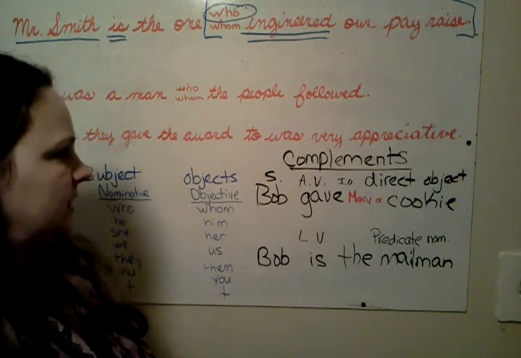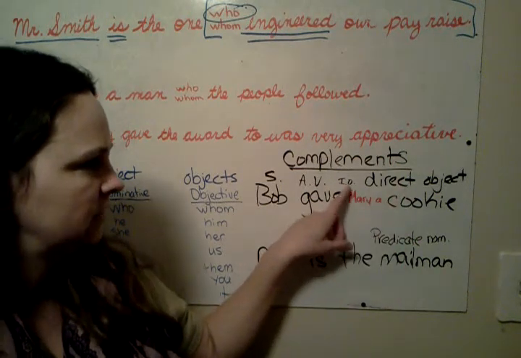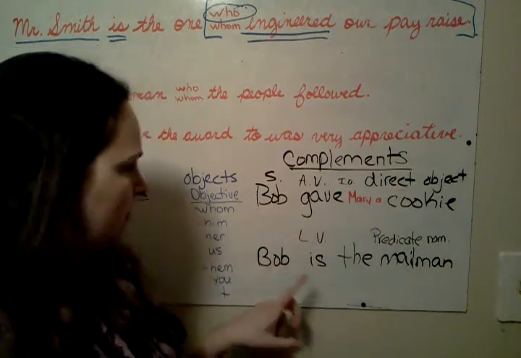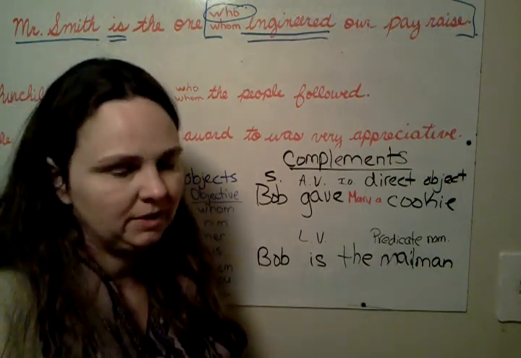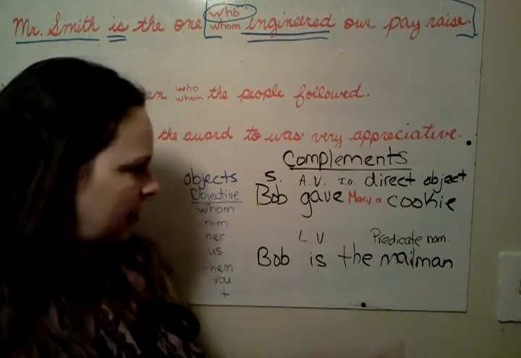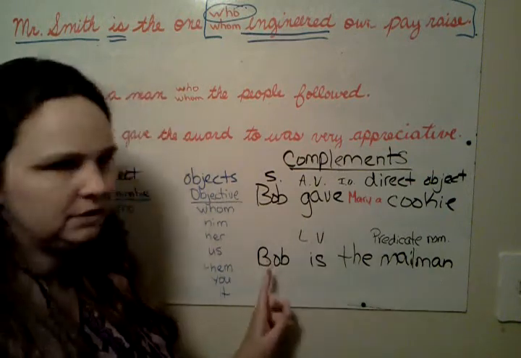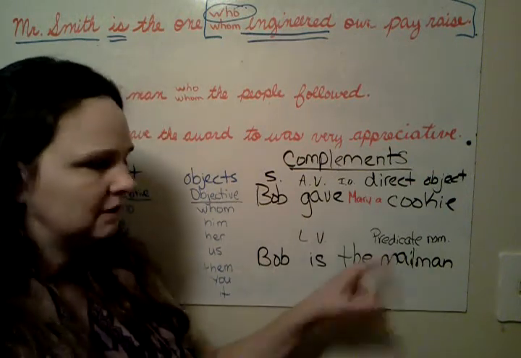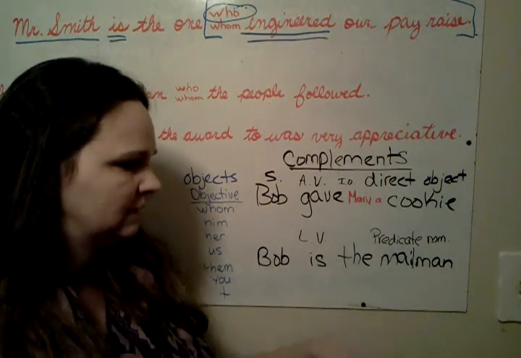So, complements. If you have an action verb, your complements are the indirect object and the direct object. If you have a linking verb, your complement is called a predicate nominative. This makes sense because nominative means name. And what the predicate nominative does is it renames your subject. And it's in the predicate part of the sentence because everything from the verb on is the predicate.